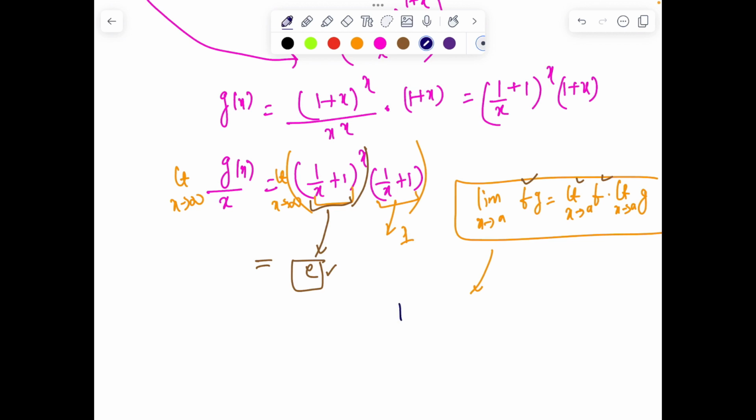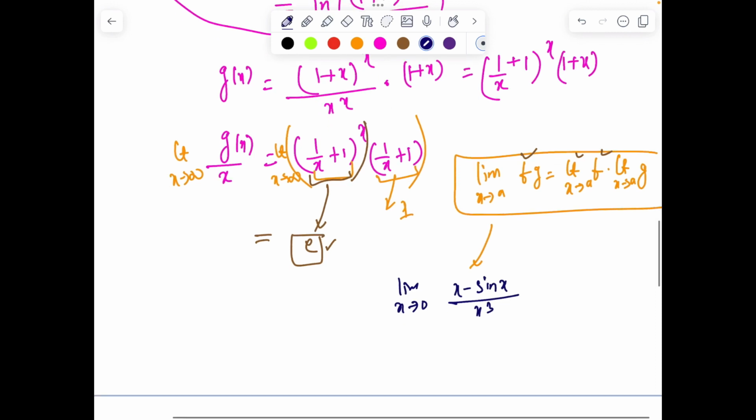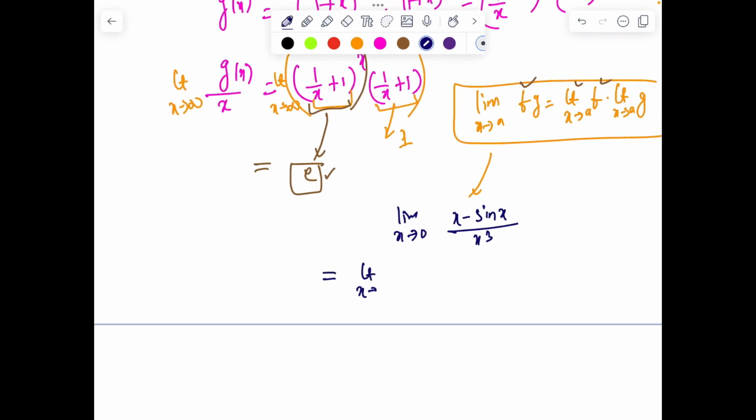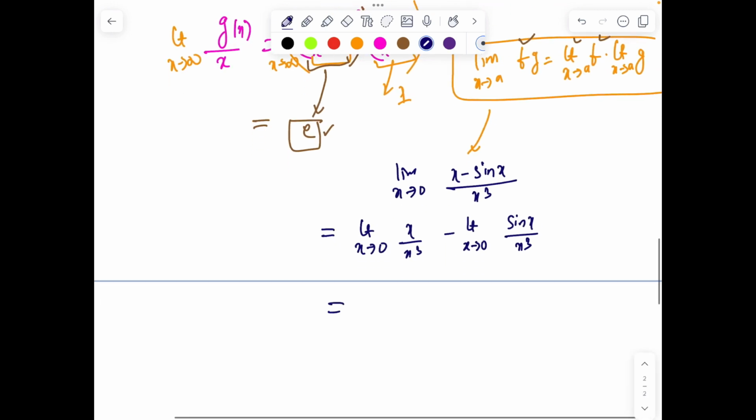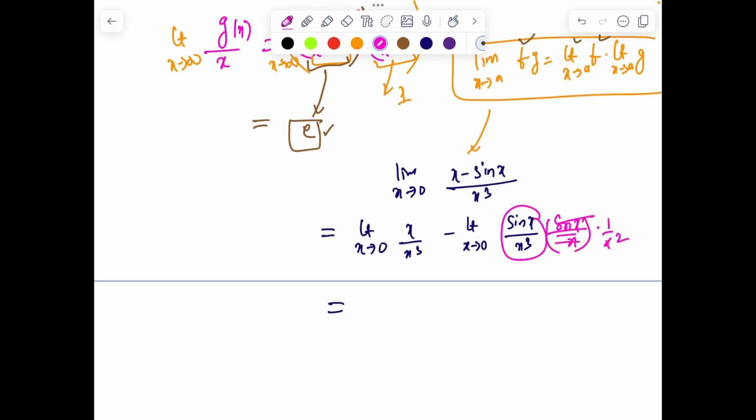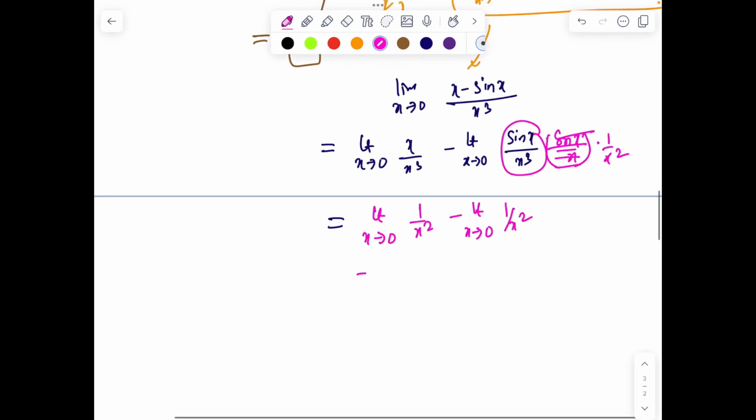This theorem is important in the sense that, suppose I ask a question: limit x tends to 0, (x minus sin x) by x cube. Now maybe you can give this explanation. Write this as limit x tends to 0 of x by x cube minus limit x tends to 0 of sin x by x cube. This confusion is very predominant in the coaching field. Now some of you will take sin x by x cube again: I will write sin x by x into 1 by x square, and since sin x by x is 1, I can write limit x tends to 0 of 1 by x square minus limit x tends to 0 of 1 by x square, so these cancel and the answer comes 0.